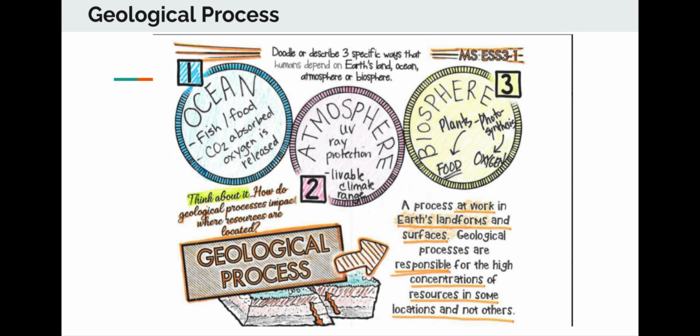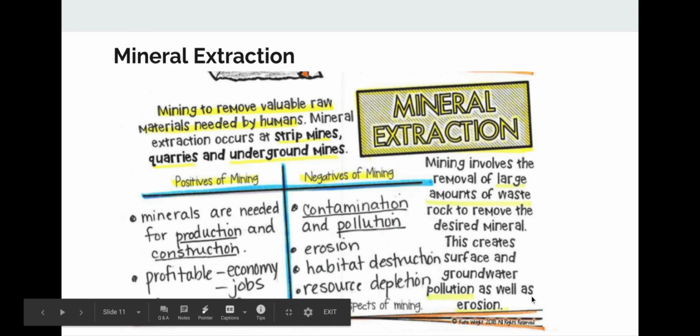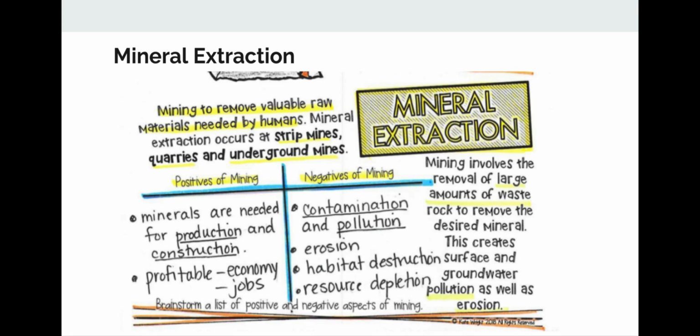What we do as humans is we find those areas that geological processes have created, pockets or areas or reserves of those things, and we extract them, typically through mineral extraction. So mineral extraction is just mining to remove the valuable raw material that we as humans need. Mineral extraction occurs at things like strip mines, quarries, and underground mines. Mining involves the removal of large amounts of waste rock to remove the desired material. So we do need to remove lots of rock to get to those deposits.